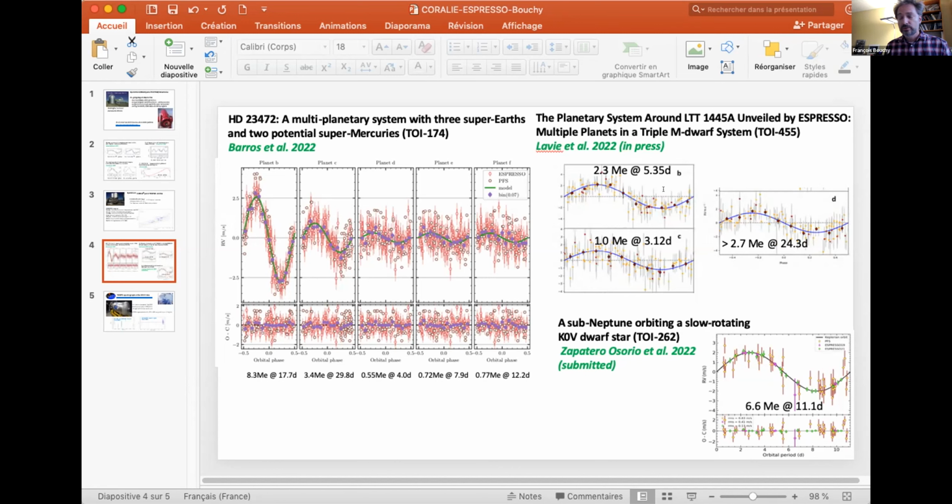So it should be soon. I mean, the paper is accepted. It should be on arXiv in a few days. And then we recently submitted a sub-Neptune orbiting the K dwarf star TOI 262, by Maria Zapatero Osorio.